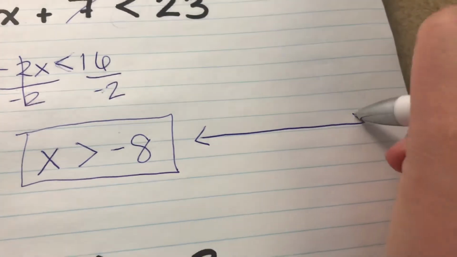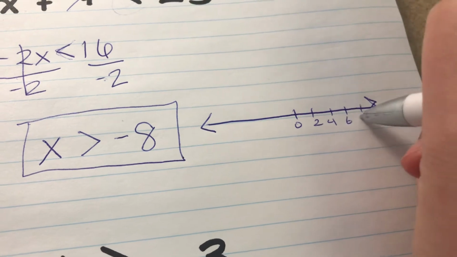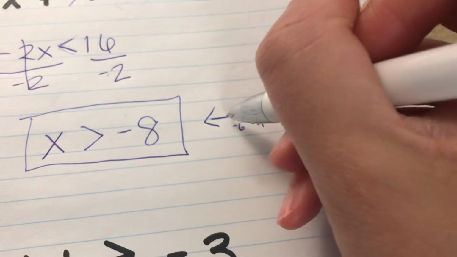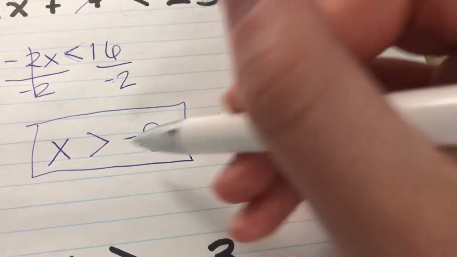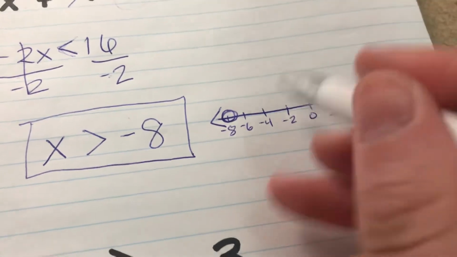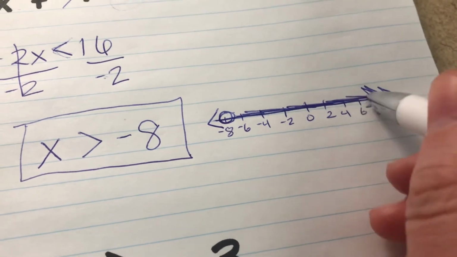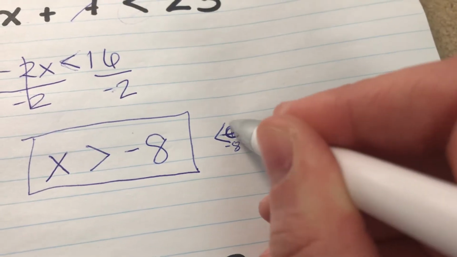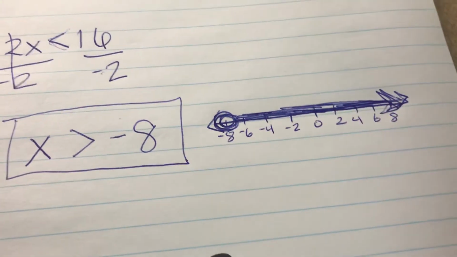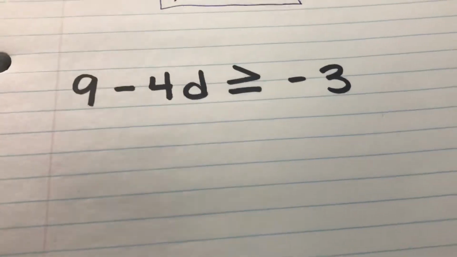we had this number line. We had 0, 2, 4, 6, 8, negative 2, negative 4, negative 6, and negative 8. X is greater than negative 8, but not equal to, so we're not going to color it in. But it's on this side. Okay, so that's really messily graphed because I wanted you to be able to see it. Alright, I'll do another one.